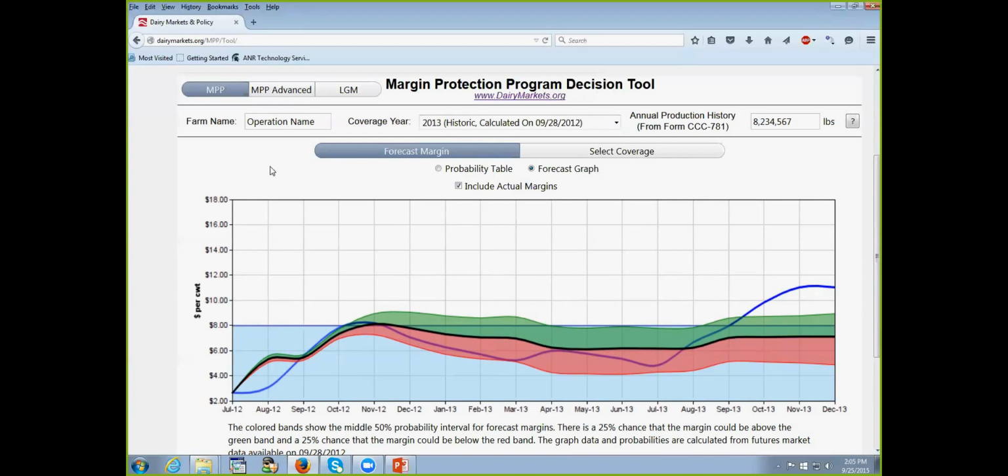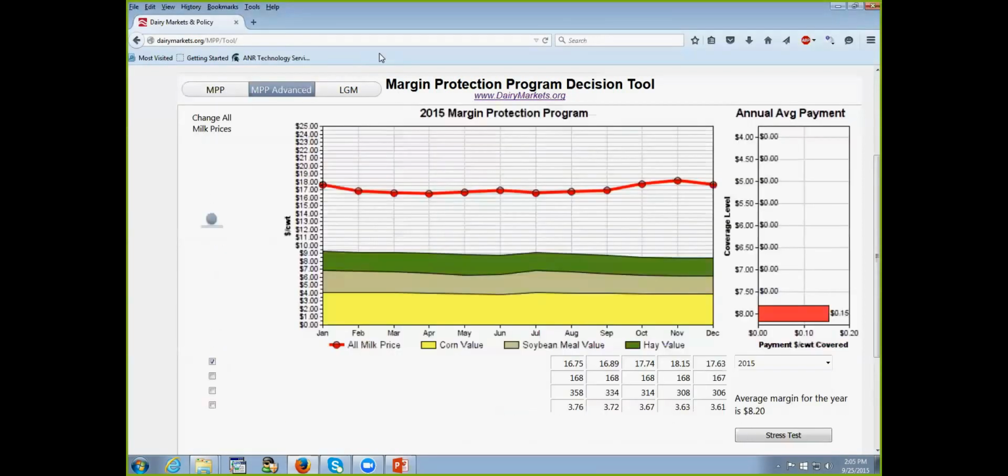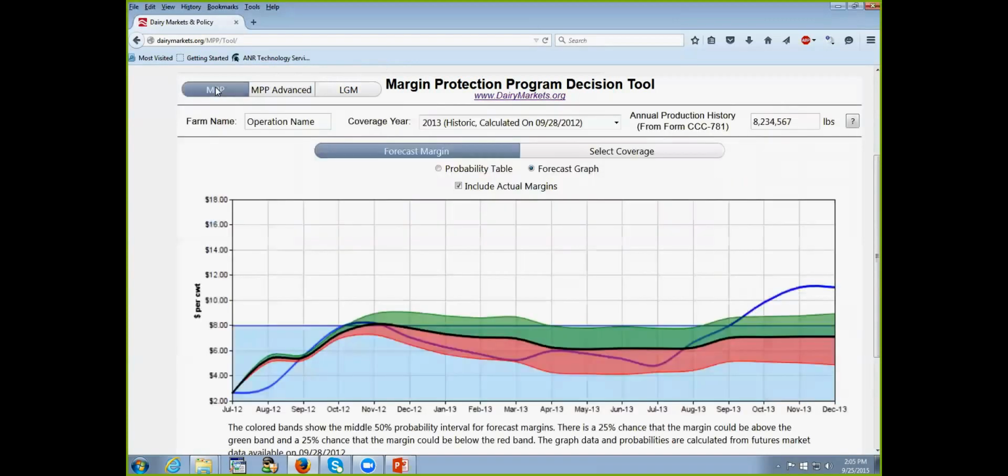Okay, so let me talk briefly about the advanced tool, which is different this year. If you used the tool last year, you may not have noticed this yet. I won't spend much time on it because we will get on to some Outlook. But up here, we were at the MPP tab. If you haven't participated in the margin protection program and you want to consider LGM, you can click over here, and that will send you out to the LGM Premium Analyzer.